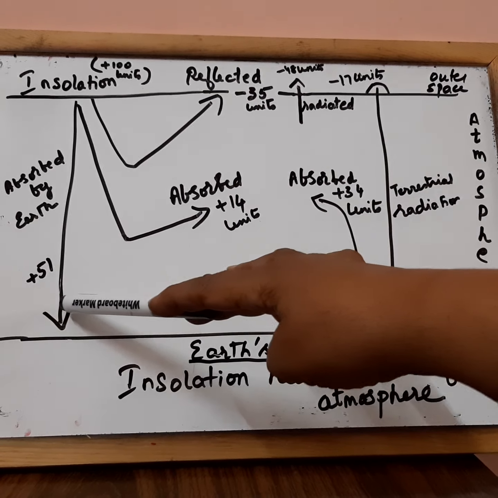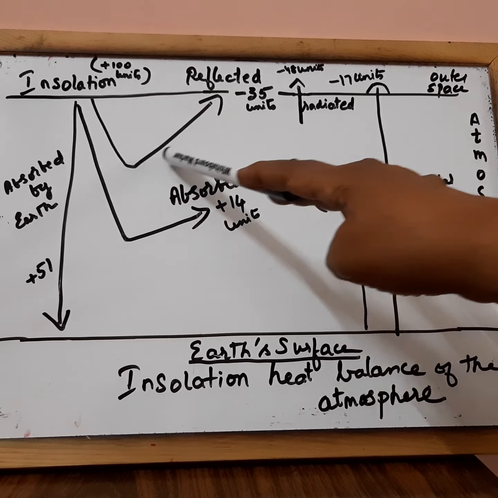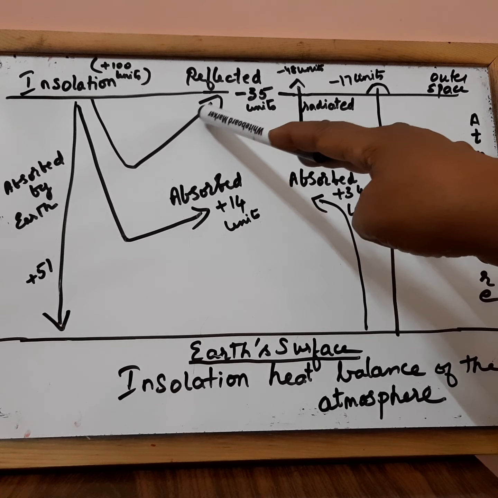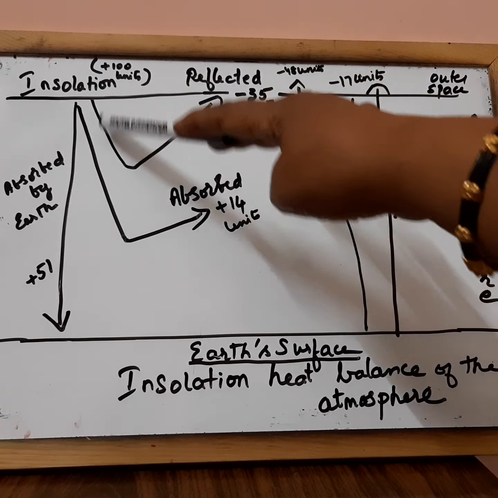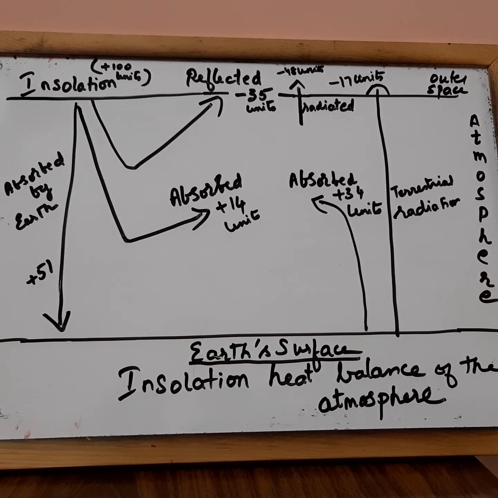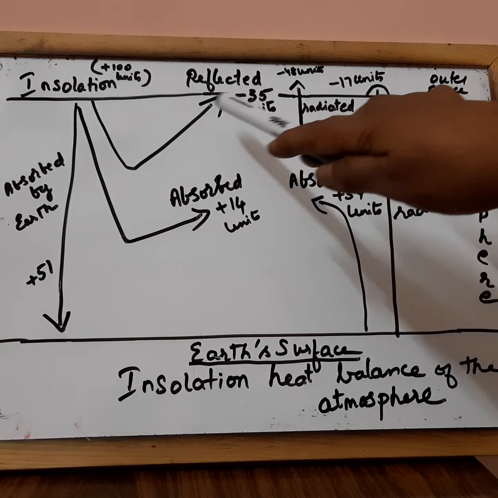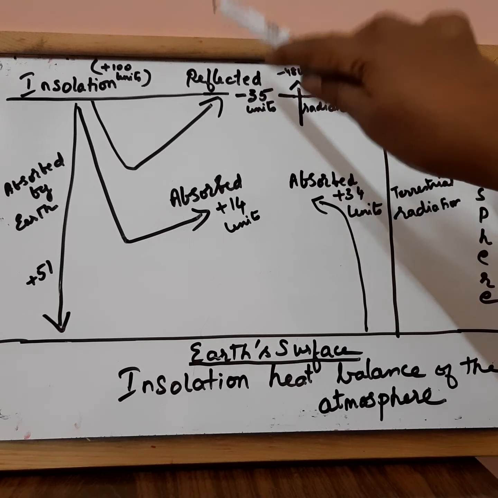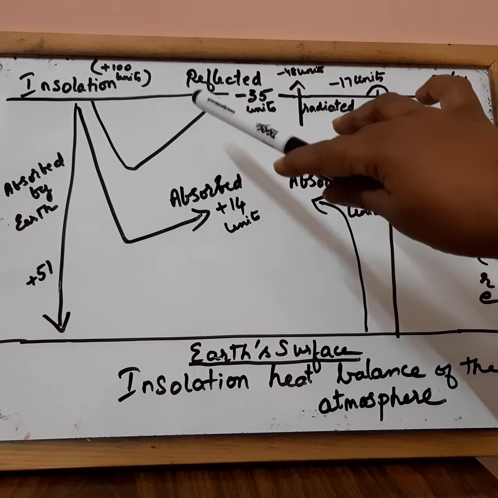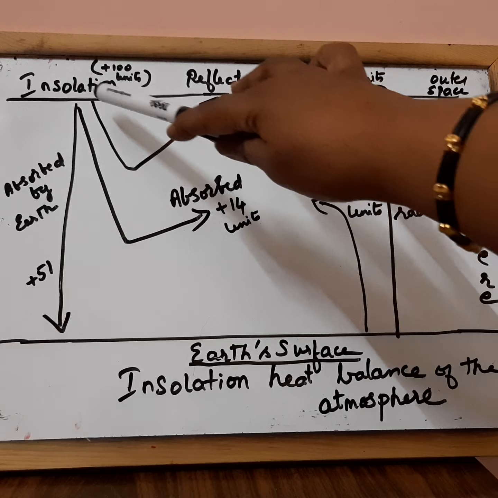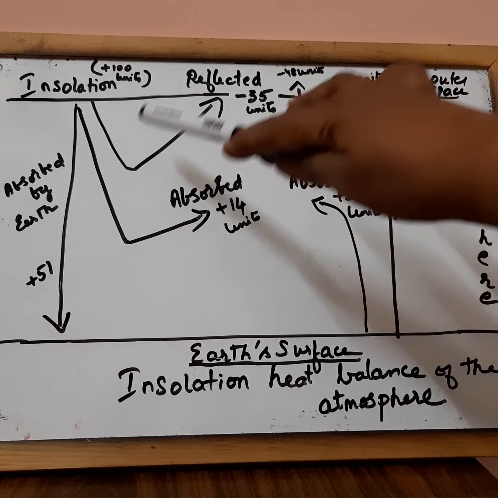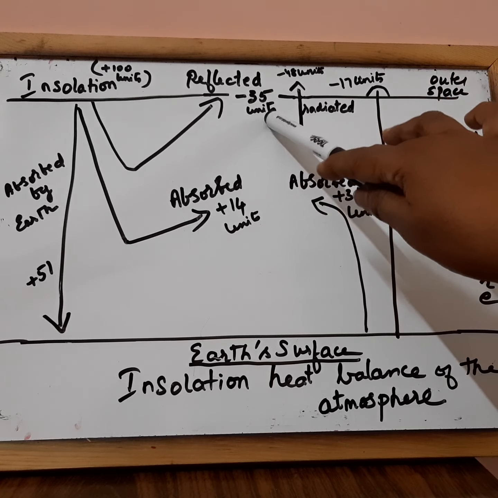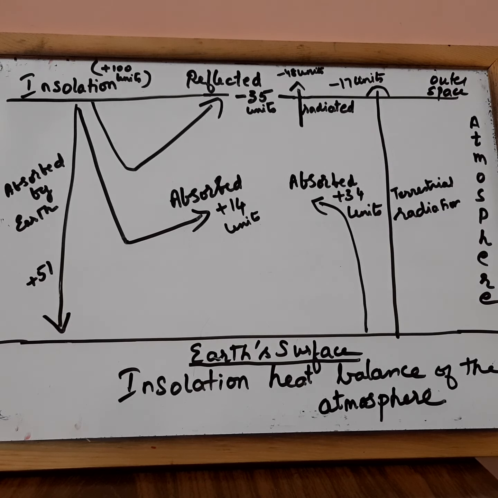Here you find on its way 35 units are reflected. It gets back to the outer surface on its way. See, these are all happening in the upper layer of the atmosphere. When you learn the layers of atmosphere, you will know in which part of the atmosphere this is taking place. This is in the outermost layer of the atmosphere. The sun's rays are reflected back. The heat is reflected back to the outer surface. Out of 100 units, 35 units gone back.